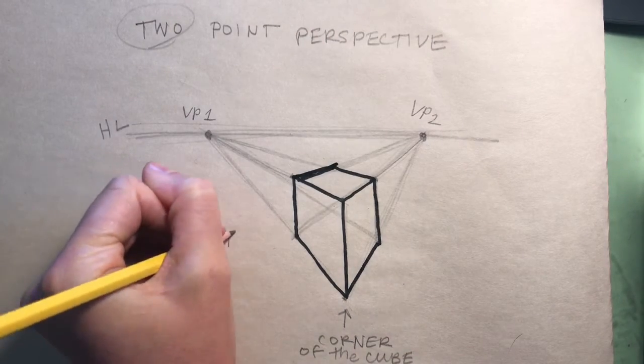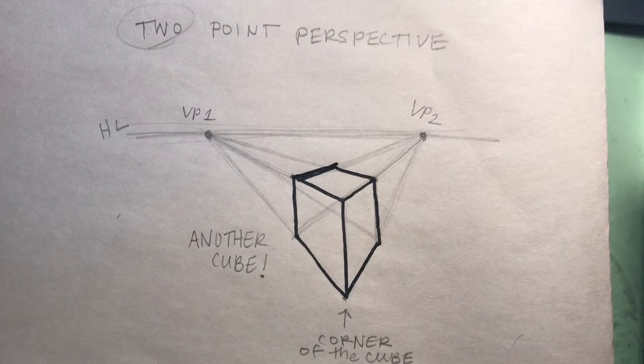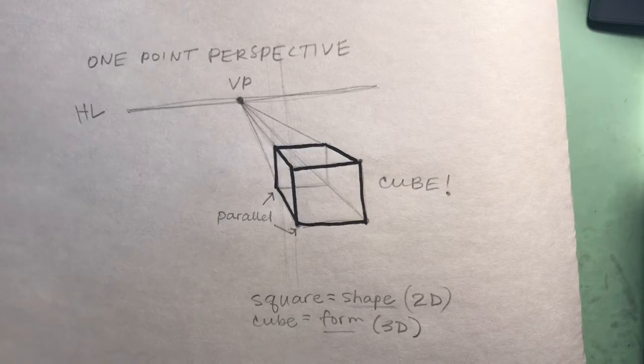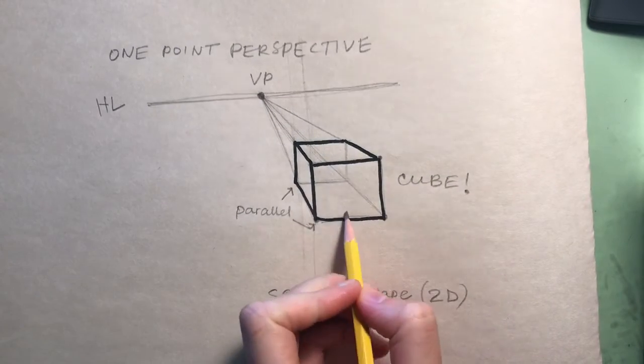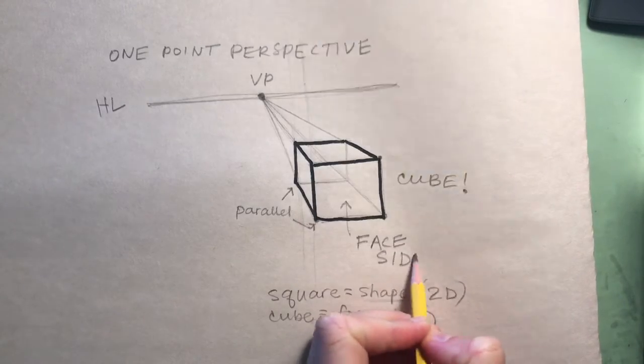So with 2-point perspective, here I've drawn another cube, but this time the viewer is looking at this edge, whereas in 1-point perspective, you're looking at the face, or just one side of the cube.